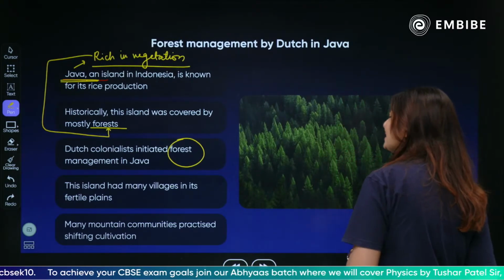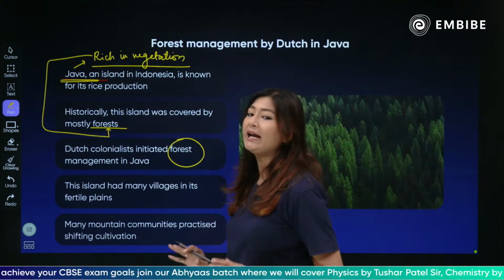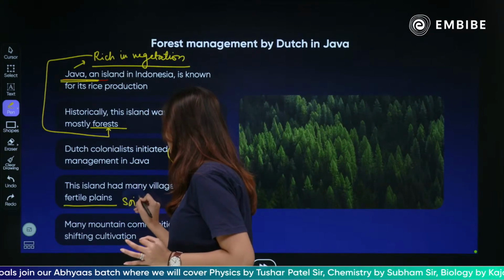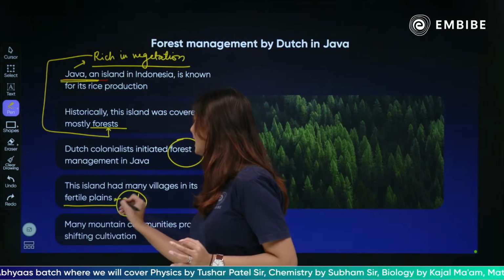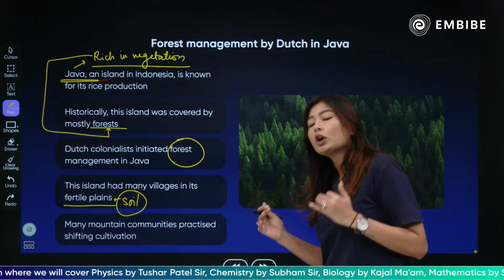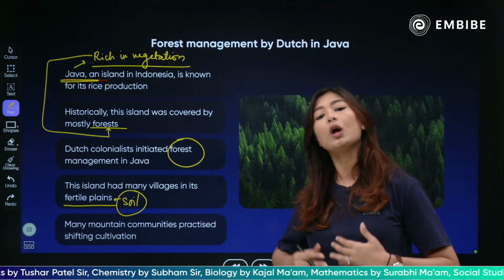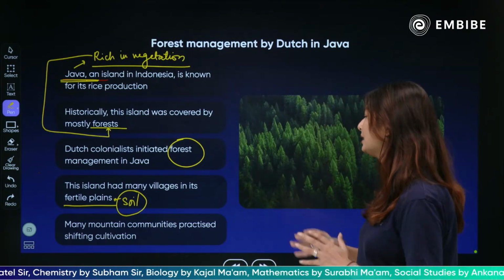So this island had many villages in its fertile plains. So what do we understand? The soil was very good. It was very, very fertile, right? It had very fertile plains. So naturally a lot of settlements would be around. कई सारे लोग, कई सारे settlements होंगे, और ऐसा था कई सारे गांव जो थे वहाँ in and around थे.